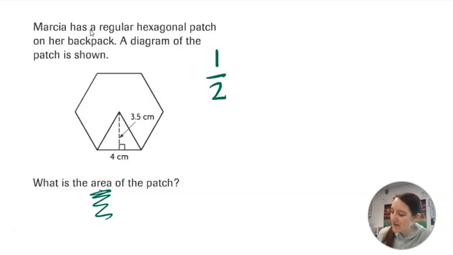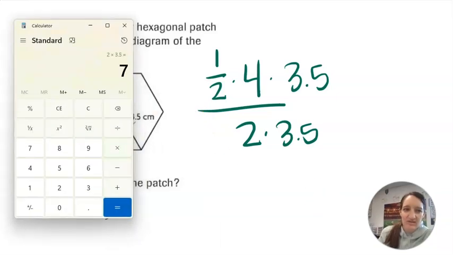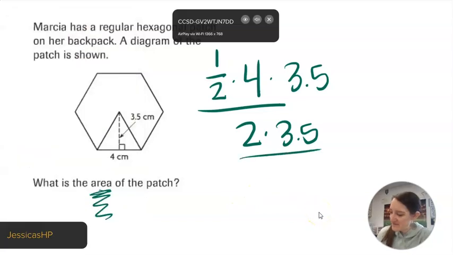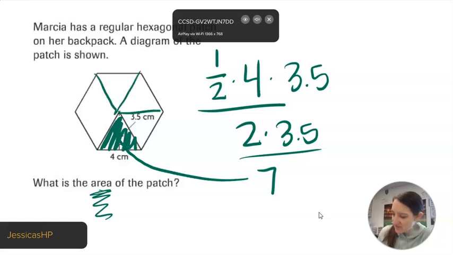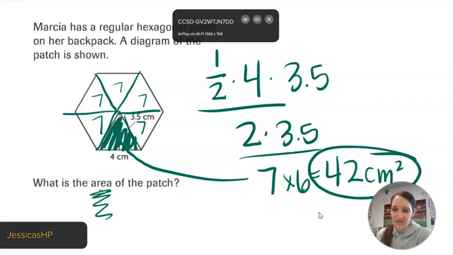So let's start with the triangle. 1/2 times 4 times 3.5. 1/2 of 4 is 2. I'm pretty sure that's 7, but I'm going to try it anyways. Yep. Okay, so then we have 7 square centimeters for that. And there's going to be a total of 6 of those that are 7, 7, 7, 7, 7. So times 6 would be 42 centimeters squared. Boom. So you are ready to try these completely on your own with the practice that you have.